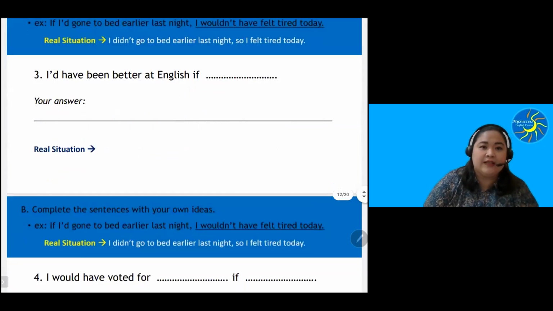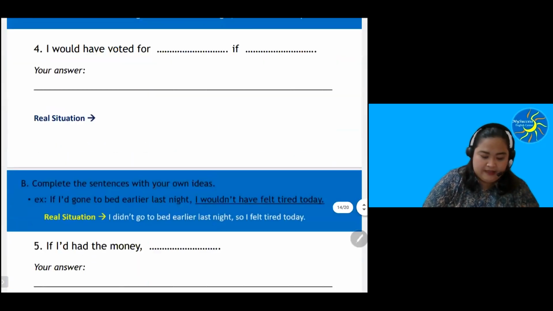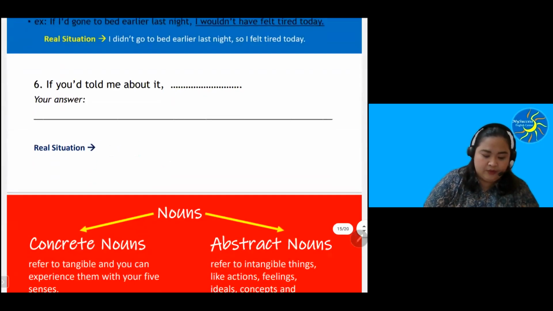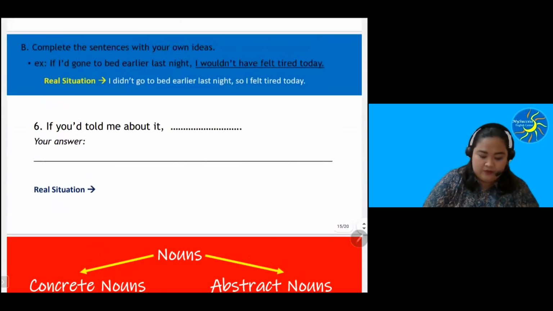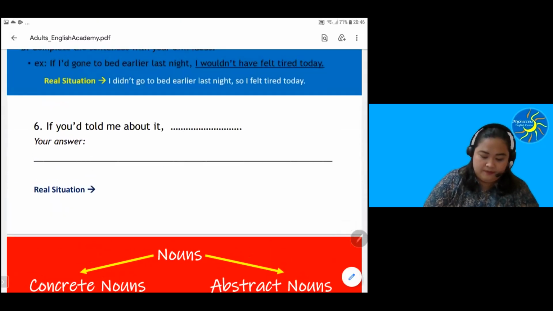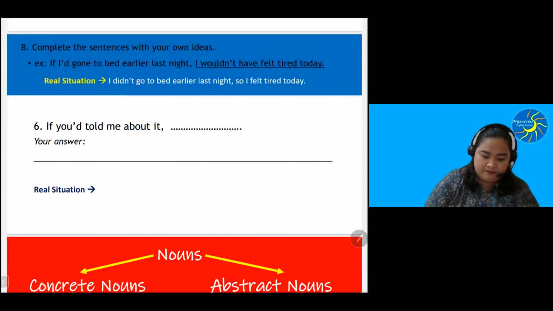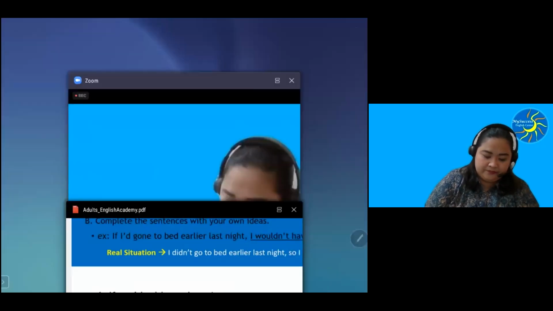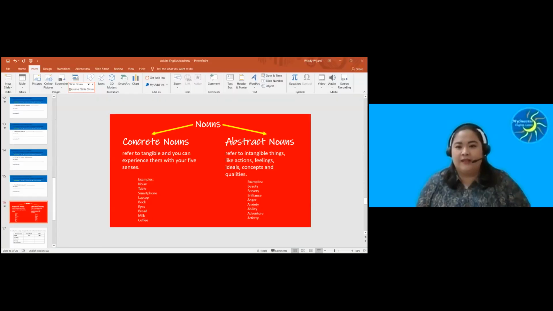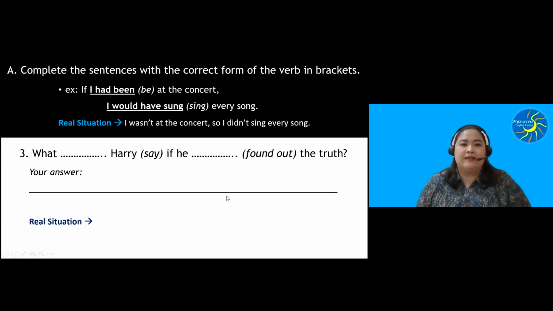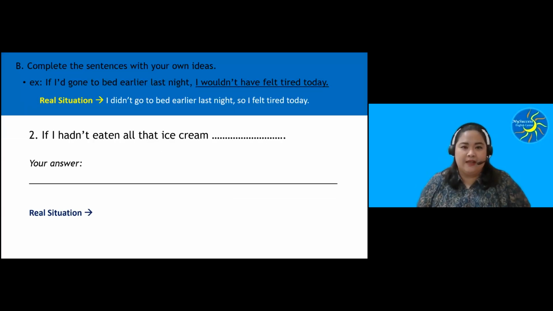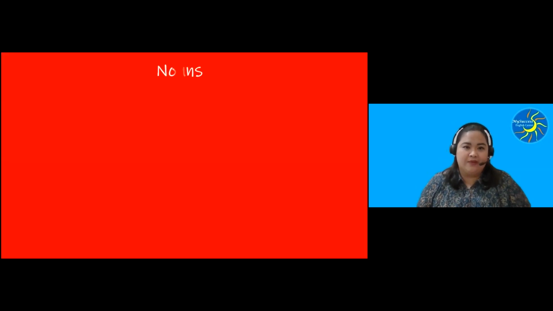Okay, let's consider it done. Then we'll continue to nouns. Okay, the next one is nouns. Yeah. What is nouns and what is actually abstract nouns?